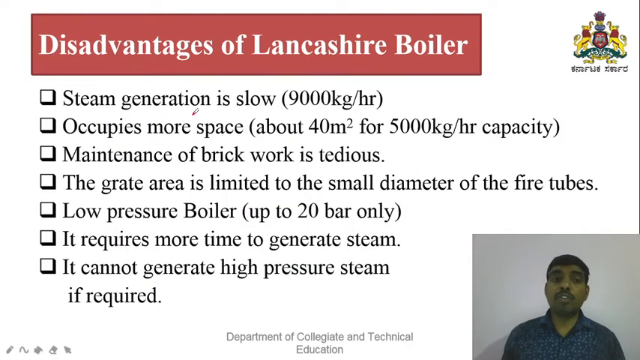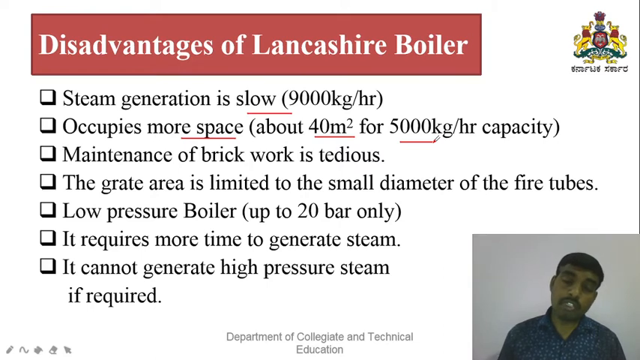Let's take the disadvantages of a Lancashire boiler. Here the steam generation is very low, that is slow, about 9000 kg per hour at most. It occupies more space, about 40 square meters for 5000 kg per hour capacity, because it is a huge construction. As you have seen in the videos as well as in the diagram, it has a huge diameter of shell as well as a huge diameter of tubes, and requires huge structures to install.